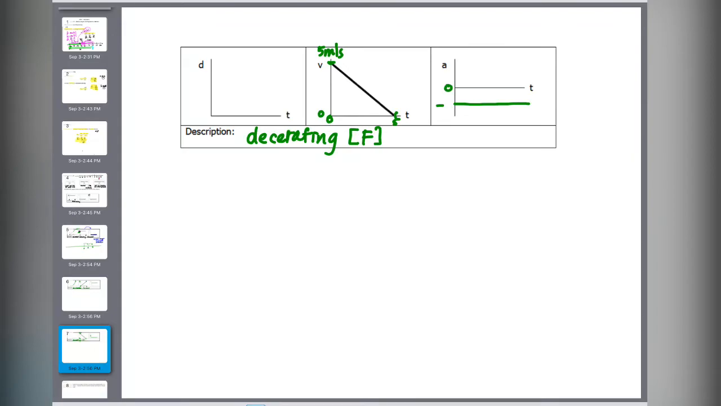And then, now if I'm decelerating, I was going really fast at first. Eventually, I almost stopped and didn't move. So that means I would have covered more distance at the beginning and eventually level off and barely moved at all at the end.